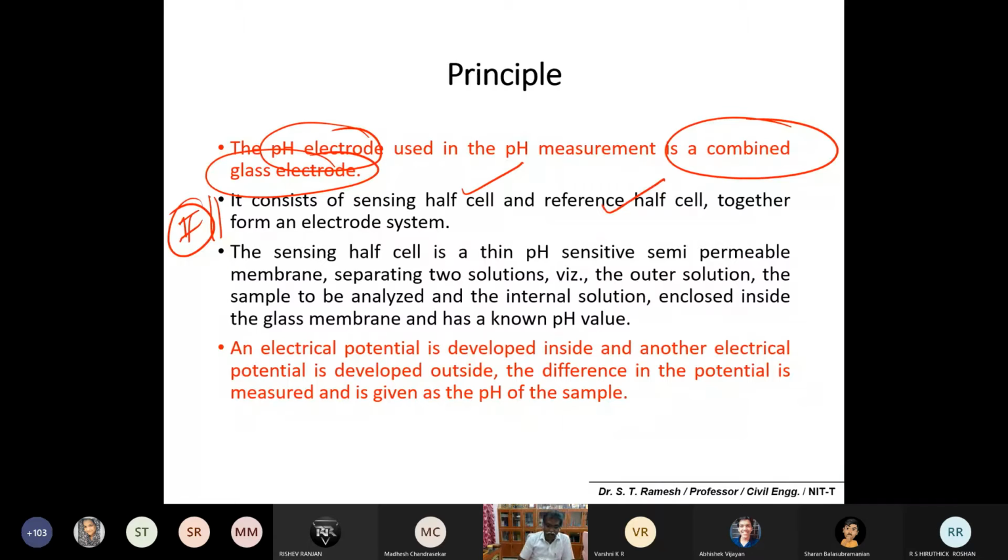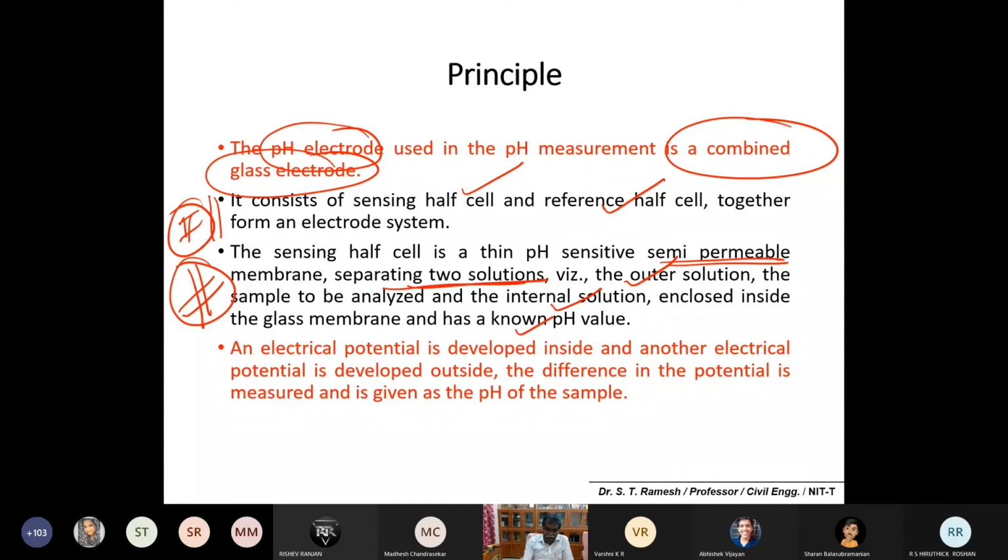The sensing half cell is a thin pH sensitive semi-permeable membrane which is separated by 2 different solutions. One is the outer solution, the sample to be analyzed, and the other is an internal solution enclosed inside the glass membrane, which has a known pH value. I'm not going to discuss this in detail in the chemistry part. You would have covered this in your +2 or first year chemistry. So please remember the working principle of the pH meter.